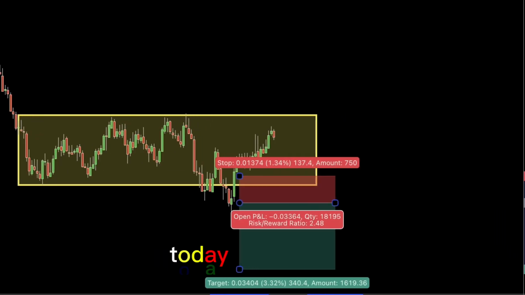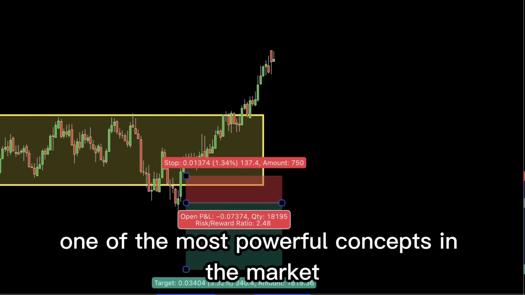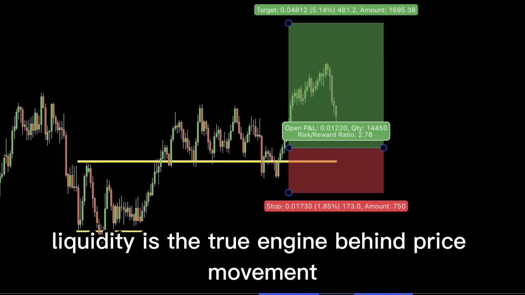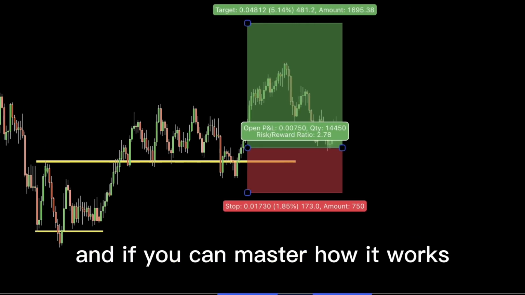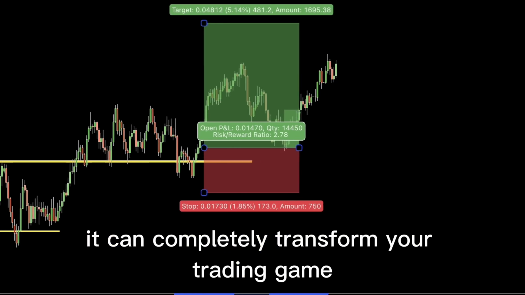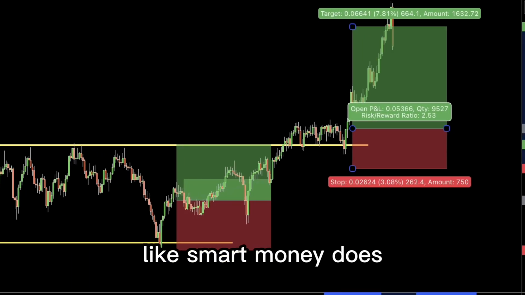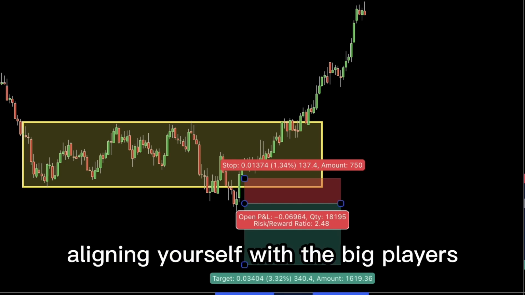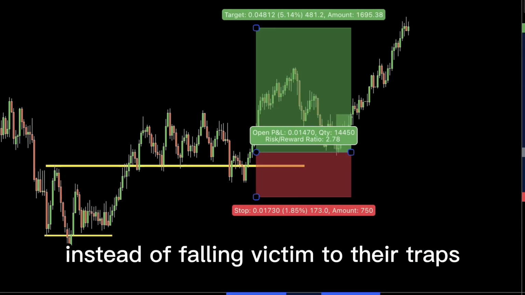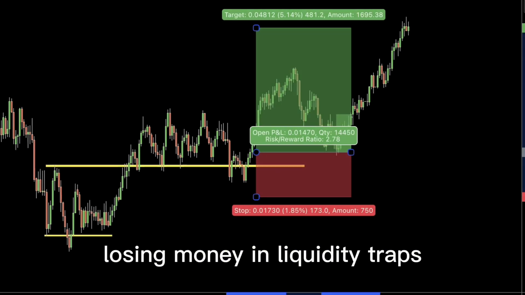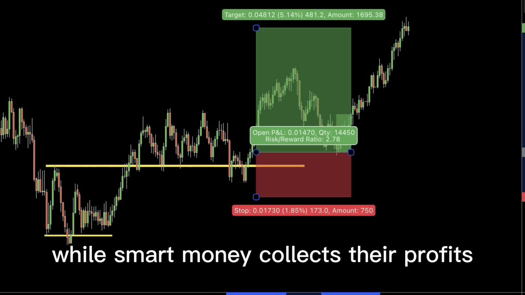Hey traders, welcome to today's deep dive into one of the most powerful concepts in the market, liquidity. Liquidity is the true engine behind price movement, and if you can master how it works, it can completely transform your trading game. Imagine being able to read the market like smart money does, aligning yourself with the big players like banks and institutions instead of falling victim to their traps.